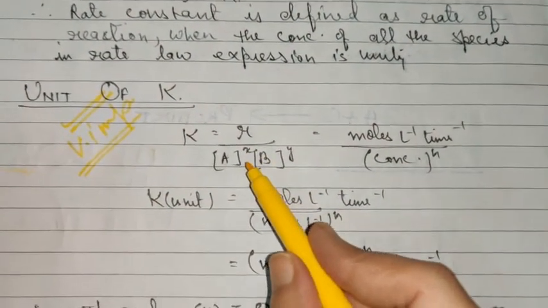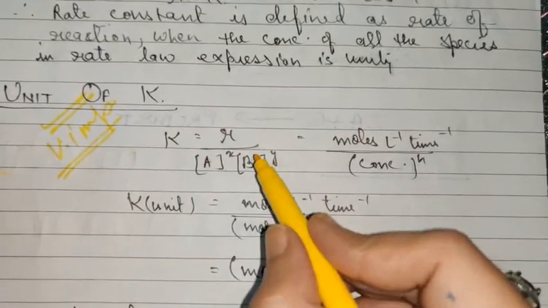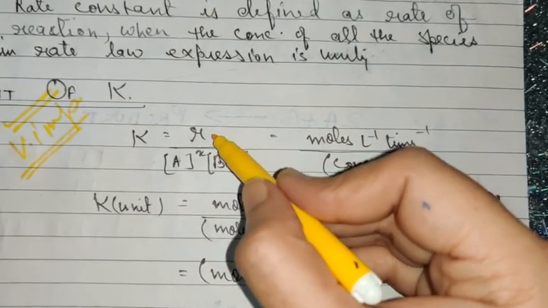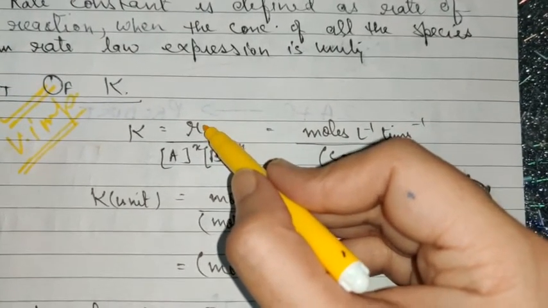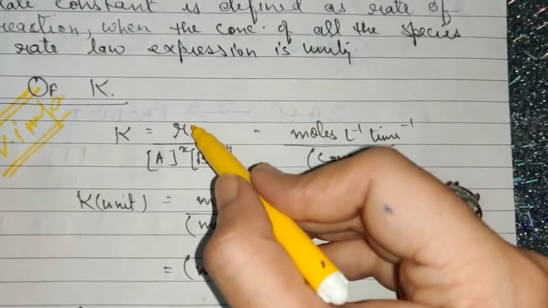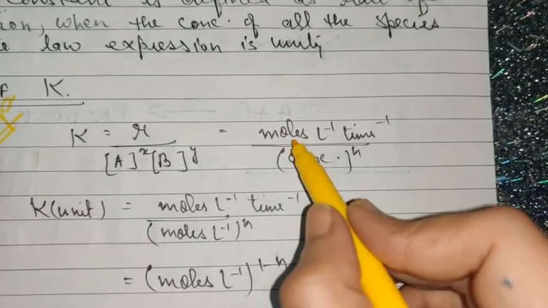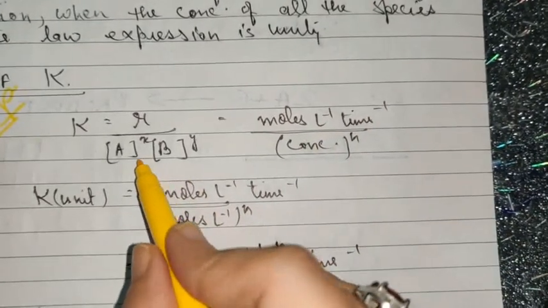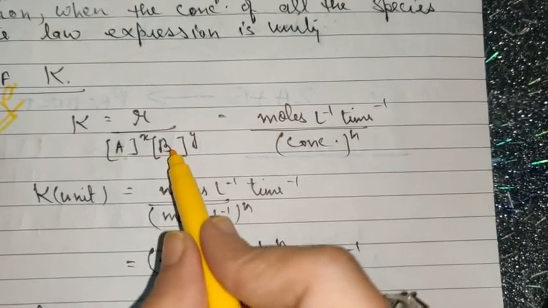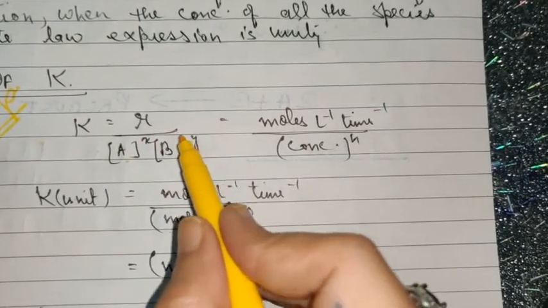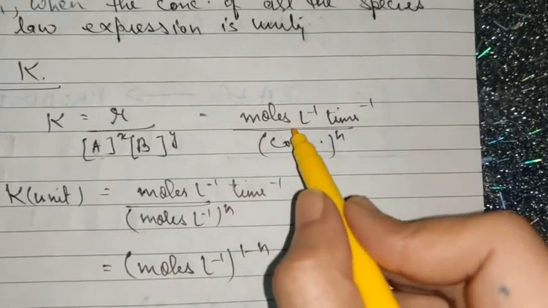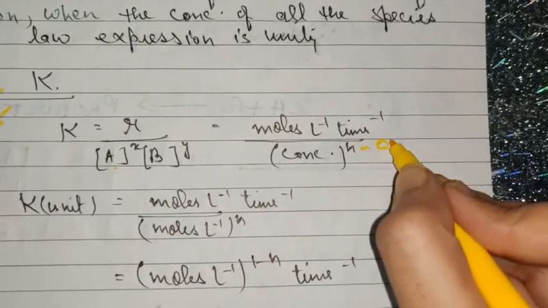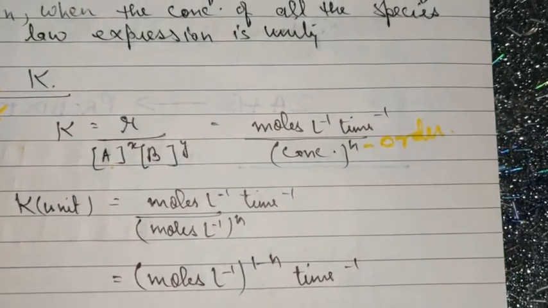Now when you have to derive the unit of K, obviously you will be mentioning the units of these terms. I have already discussed with you the unit of rate of reaction. Rate of reaction means change in concentration per unit time, which can be written in this form: moles per liter per unit time. And these two are also concentration terms with the order raised to their power. So it can be written in general like this: concentration raised to the power n. N means we are talking about order here. We are talking about the order of the reaction here.